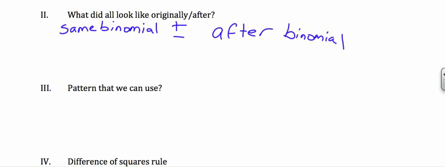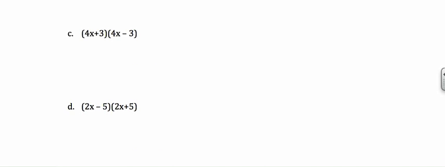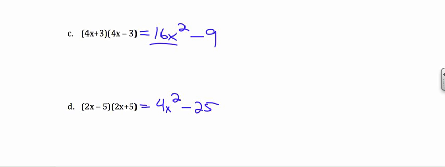Now if we're looking for a pattern that we could use here, when we multiplied two of the same binomial together, except one with a plus and one with a minus, we didn't end up with a middle term in any of them. We didn't end up with an x term. And now just try to think, where did the 16x squared and the minus 9 come from? Well, we know where that came from. If we were talking about this with FOIL, it would have come from the F and L portions of FOIL. That's where it would have come from.